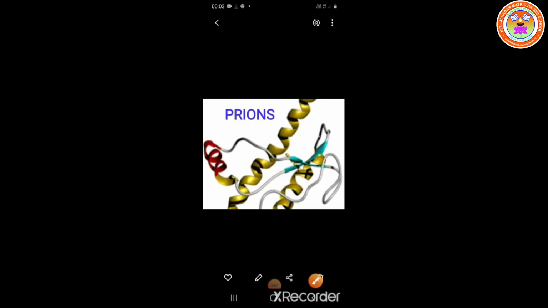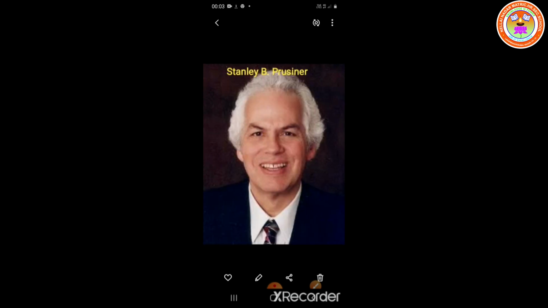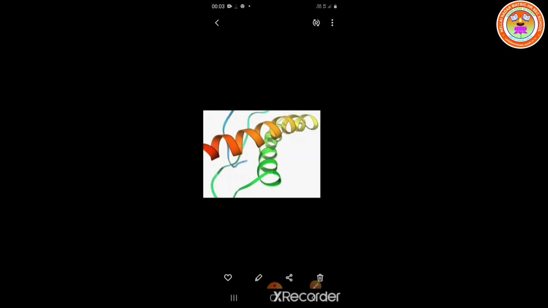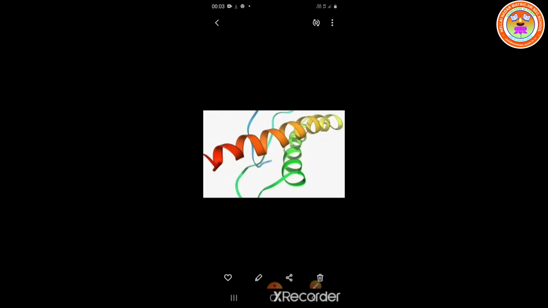Children, next we are going to see about prions. The term prion was coined by Stanley B. Prusiner in the year 1982. Prions are viral particles which contain only protein. They do not contain nucleic acid, DNA or RNA. They are infectious. They cause disease in other organisms and are smaller than viruses.